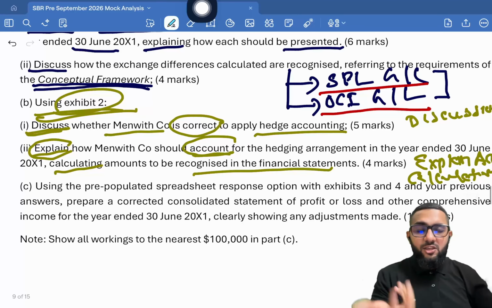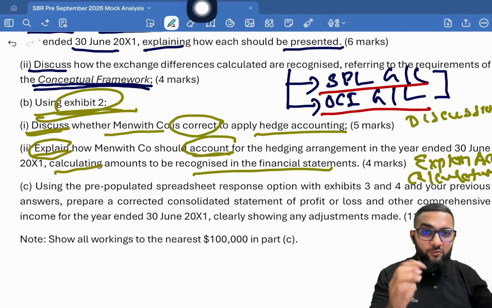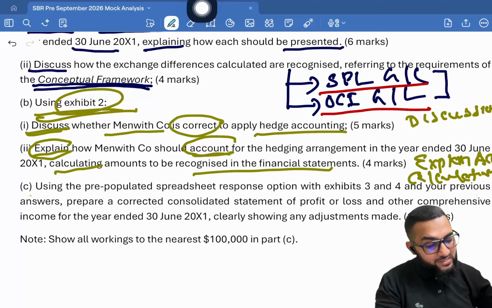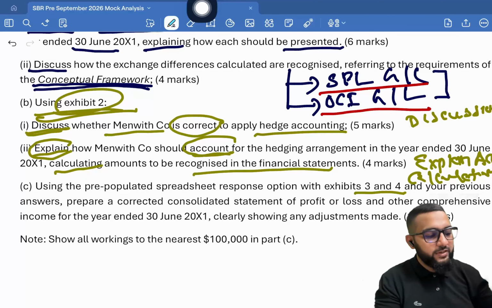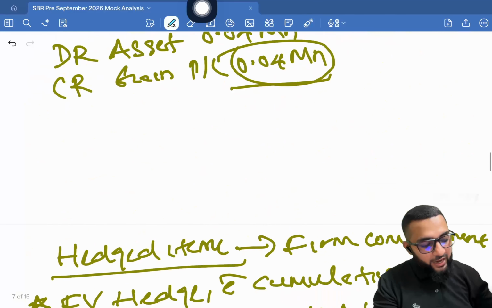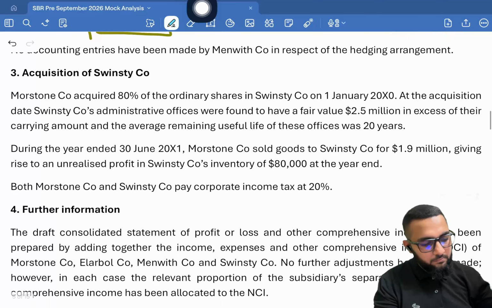But there are also exhibits 3 and 4 that you have to look at for C. Using the pre-populated spreadsheet response option with exhibits 3 and 4 and your previous answers, meaning now you have to refer to all the calculations and make the adjustments in the pre-populated spreadsheet. Now let's quickly look at what these remaining exhibits are.